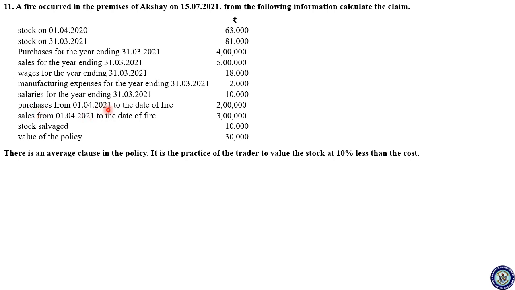Purchases from 1/4/2021 to the date of fire means current year. Sales, current year. Only two pieces of information for the current year. So first you have to take the opening stock, then these two items, then you have to write the gross profit, then you have to find the difference.